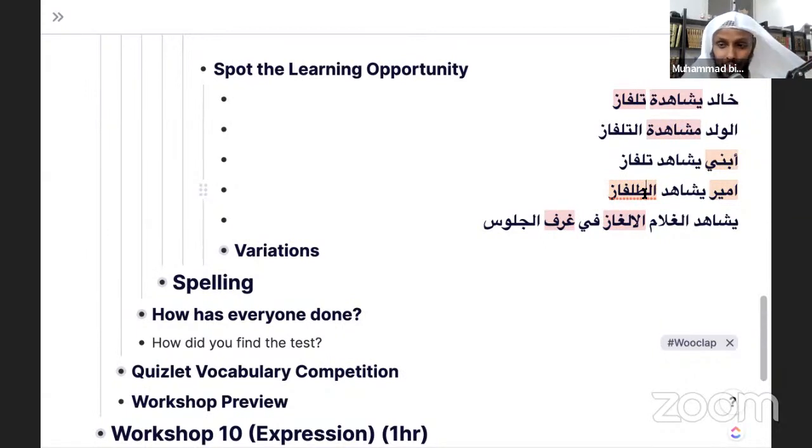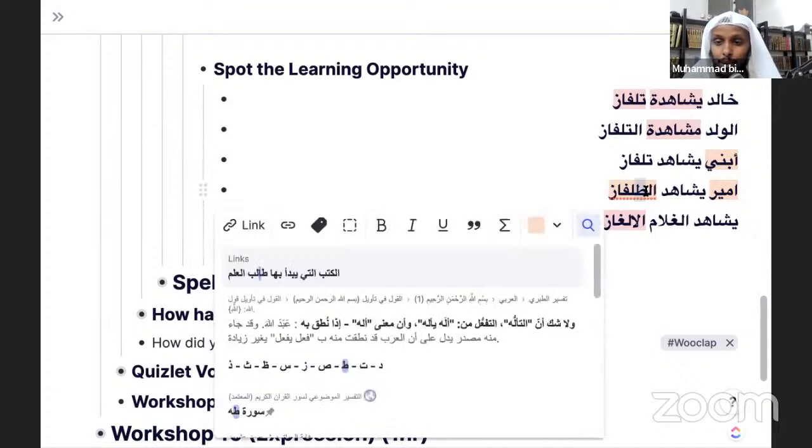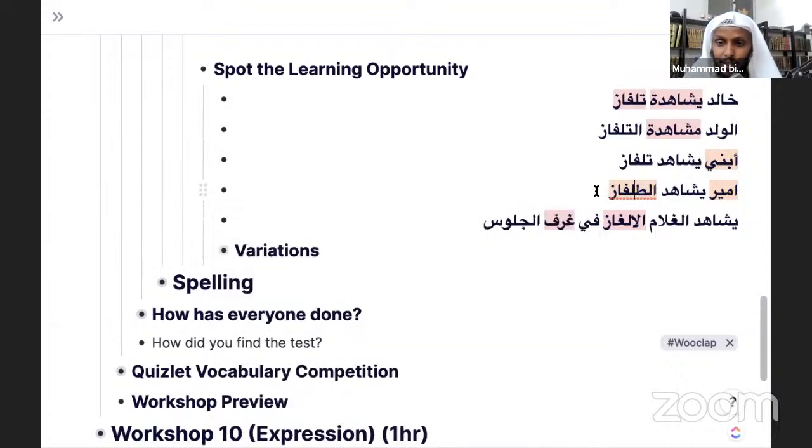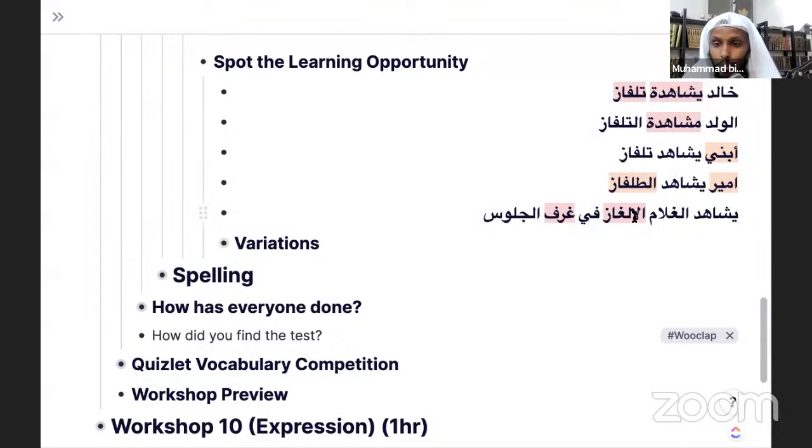Do the sound recognition exercises on Google Classroom, that contrast between the ta and the ta. If you do that, inshallah, you become really good at that. You won't make a mistake, inshallah, next time between tilfaz and tilfaz. Alright? If a non-native Arab speaker would read this, he would say, what's a tilfaz? He wouldn't know. يشاهد الغلام الغاز في غرف الجلوس.